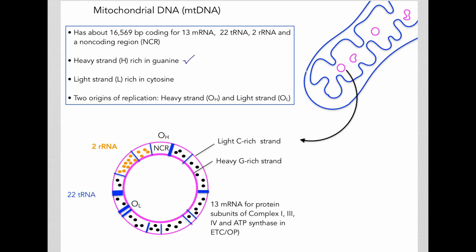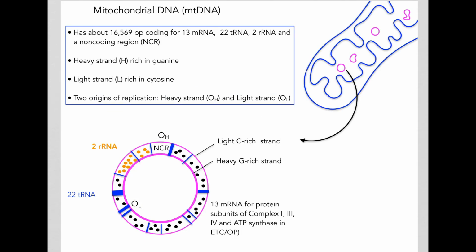The DNA is double-stranded. One of the strands is called heavy strand or H strand. That's rich in guanine, while the other strand is called the light strand, which is rich in cytosine. Since guanine has a higher molecular weight than cytosine, that's why this guanine-rich strand is called the heavy strand, while the cytosine-rich strand is called the light strand. There are 2 origins of replication, one for the heavy strand, OH, which is in the NCR region, and the other for the light strand, OL, which is around here.